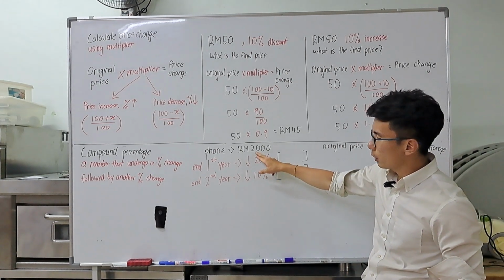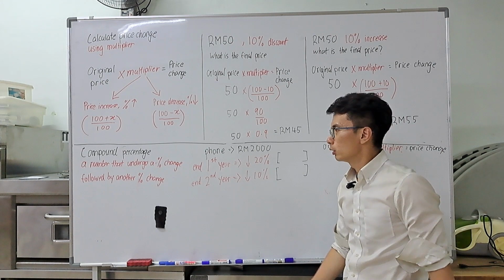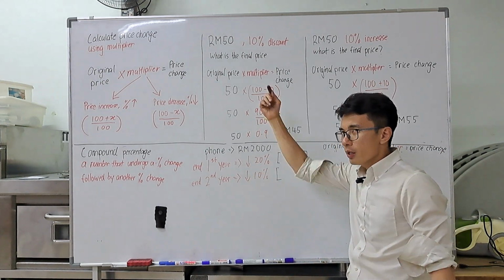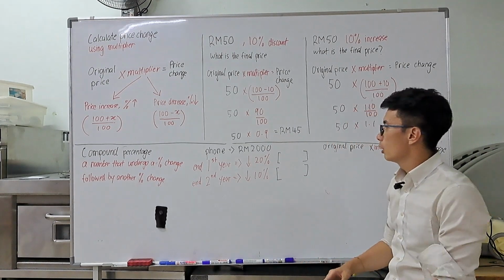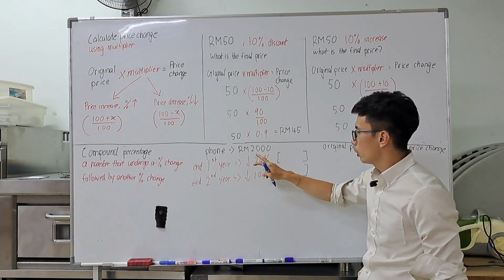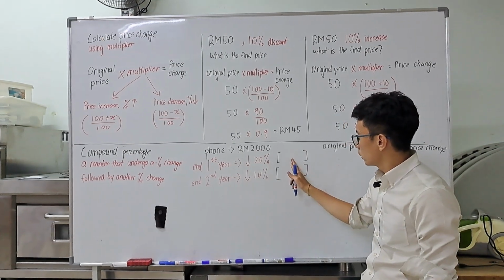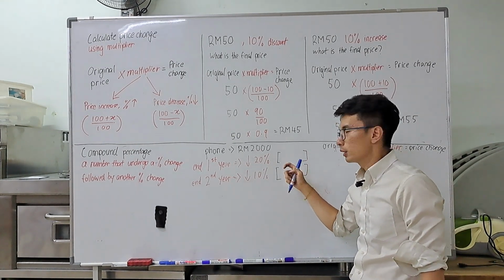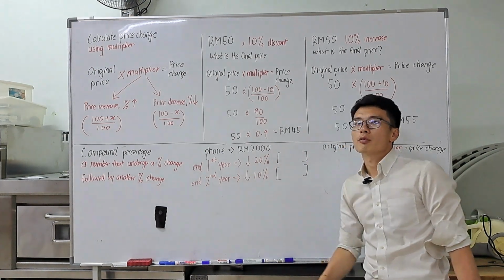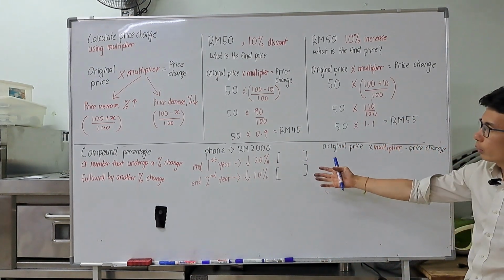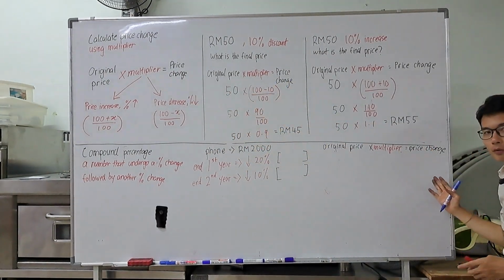So this phone, let's say you bought it this year, and it costs you 2,000. At the end of the first year, the phone will undergo a 20% reduction in price. So what is the new value of the phone at the end of the first year? How do we calculate all these things? We will be using the formula over here, which is this one.